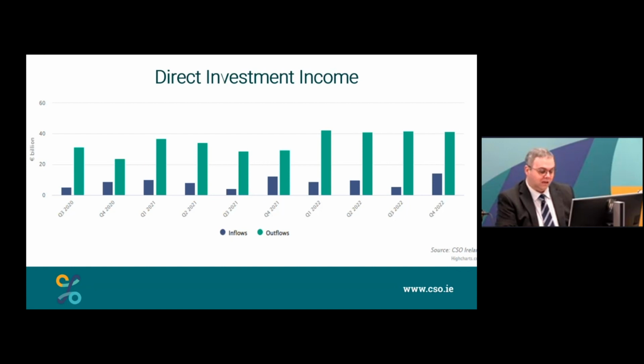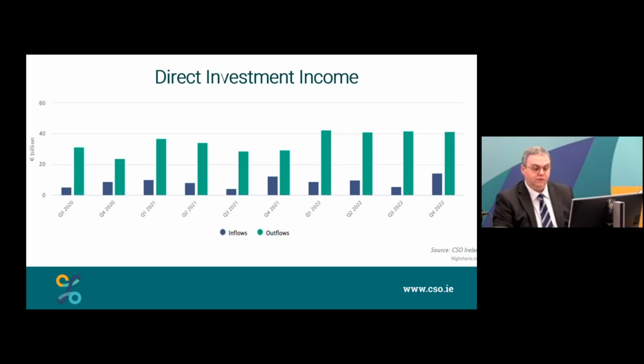Looking at direct investment income, we have inflows of 14.3 billion, which are up 1.9 billion on the same quarter last year, and outflows of 41.3 billion, up 12 billion on last year. And these combine to give us an increase in net direct investment income outflow of 10.1 billion compared to last year. Looking at quarter on quarter, we can see inflows are up 8.6 billion and outflows are down 314 million. And these combine to give us a decrease in net direct investment income outflows of 8.9 billion compared to last quarter.